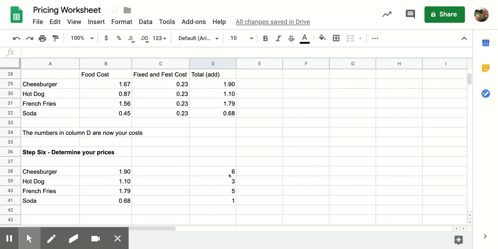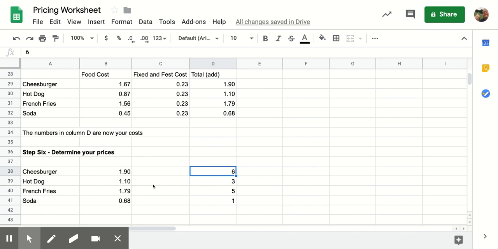All right, now I chose $6. Okay, and I just typed in 6. All right. Things that would determine your prices is where you're going to be set up. Okay, you're going to be set up and there's going to be 40 other vendors and there's only 1,000 people at the event, or is there 1,000 people there and only 2 food vendors? Then you could probably raise your prices.